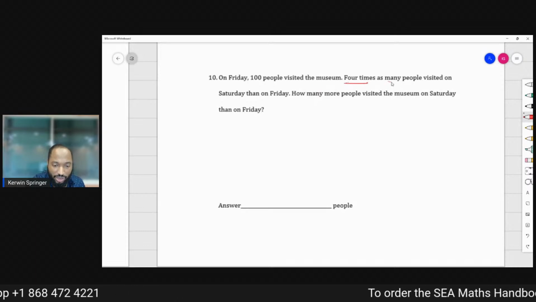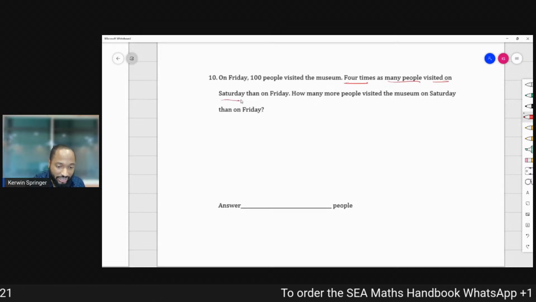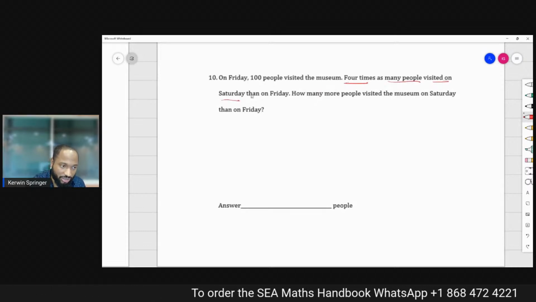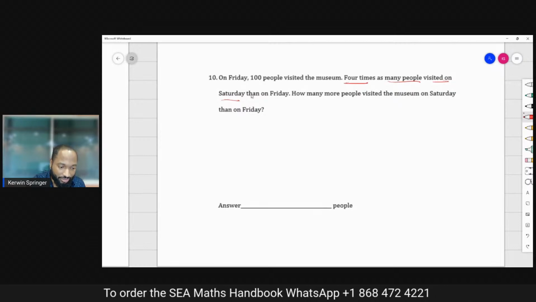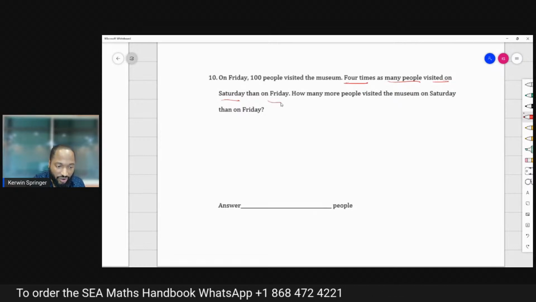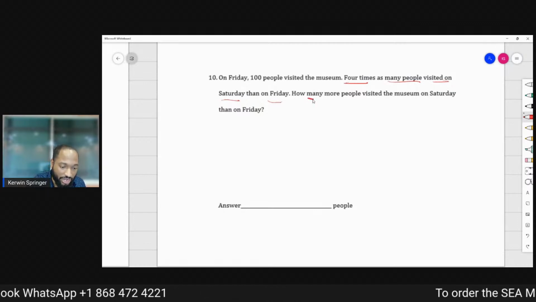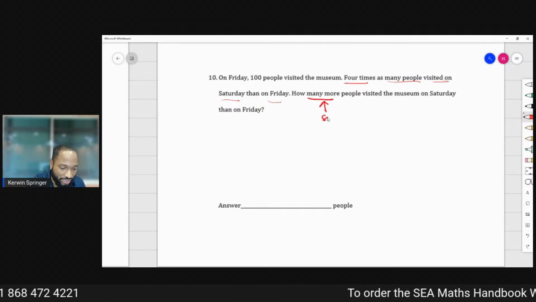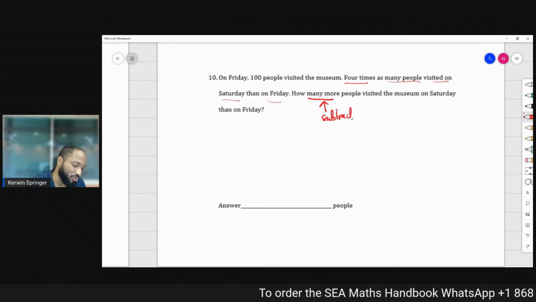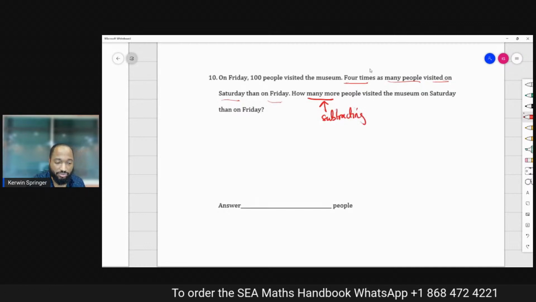4 times as many people visited on Saturday than on Friday. How many more people visited the museum on Saturday than on Friday? So this is a subtraction. Unless you are reading the whole question to save yourself now.